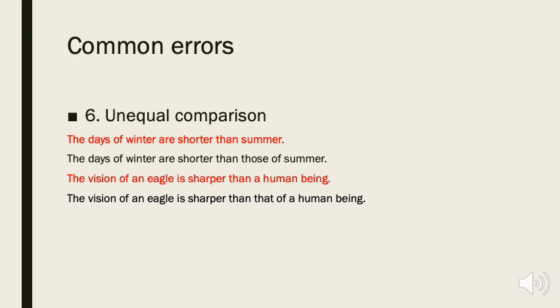The next example, the vision of an eagle is sharper than a human being. You notice that in this sentence you have an unequal comparison. The vision of an eagle on the one side and a human being on the other side. What do we need to do? We need to compare the vision of an eagle with the vision of a human being, not a human being. Therefore, we need to rewrite the sentence like this. The vision of an eagle is sharper than that of a human being. So when you make comparisons, make sure that there is equality, that you're comparing equal things and not unequal entities. Entities that belong to the same category and not entities that belong to different categories.